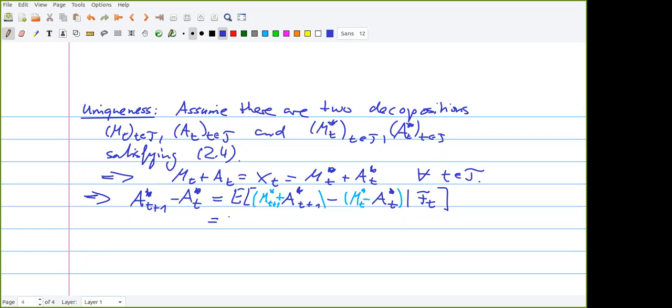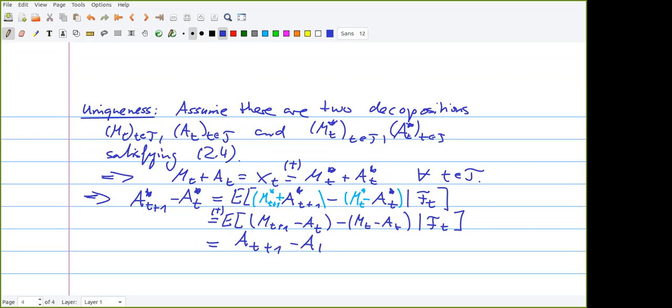And now I use here our decomposition. Let's call this star here, let's call it dagger. I know that this is nothing else than, if I leave away the stars, and now I make the same trick but in reverse order, so I get that this is nothing else than A at time T plus 1 minus A at T.